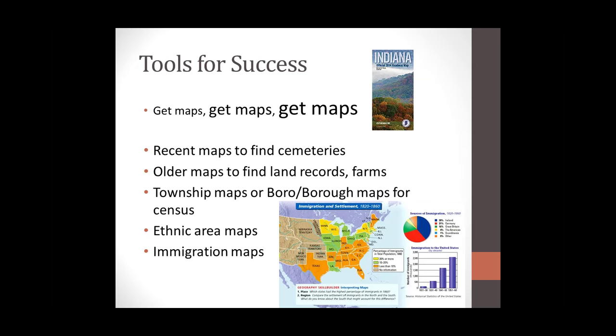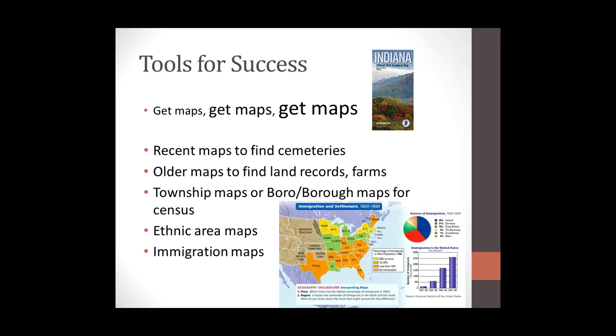And you should have maps of all the counties and all the states that you're planning to research people in. So it doesn't necessarily mean that you're going to all those places to research. However, if you do, you'll be a little bit more prepared. But it does mean that if you have maps available, you can locate cemeteries. You can order some of the older maps and find land records or farms, and those are called plat maps. You also want to be able to look at townships or boroughs and maps so that you can understand the census.